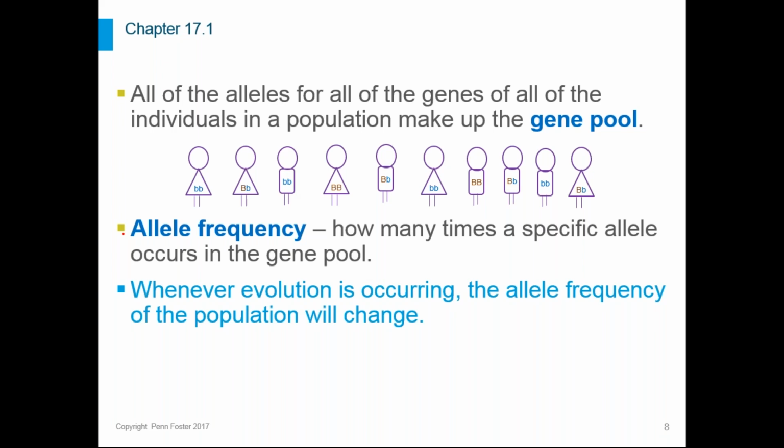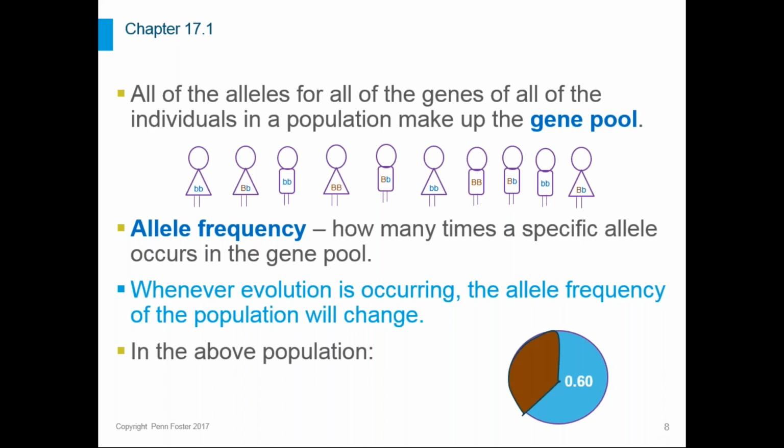That's really important to know. So if there's no evolution, allele frequency stays the same. If evolution is occurring, the allele frequency will change. In the above population, there are a total of 20 alleles for eye color, 12 alleles for blue eyes, and 8 for brown eyes. So the frequency for blue eyes in this example is 60%, which we write as 0.60. Okay, we write it as a decimal instead of a percent. And for brown eyes, it's 40%, written as 0.40.